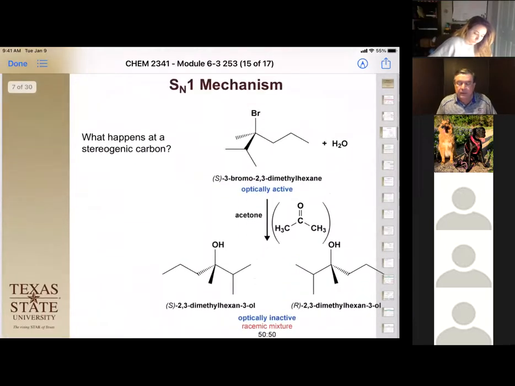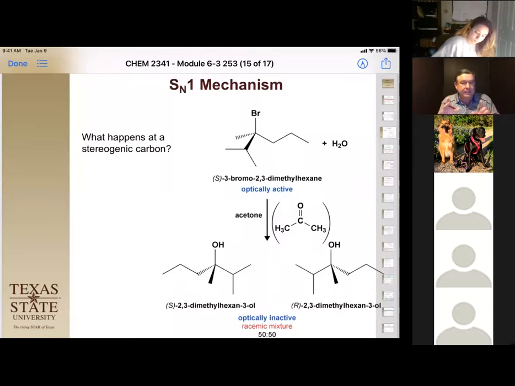Now, with that ability of going through that trigonal planar system, we can get reaction at the top or reaction at the bottom. Meaning if you started with an optically active compound, you're going to get a mixture of the R and the S, because it'll make the R coming from one direction and the S coming from the other direction, giving us our mixture of products. And so we can go from something that has optical activity, because we have a pure stereoisomer, to having a mixture of R and S, and it becomes inactive. And we call that a racemic mixture.